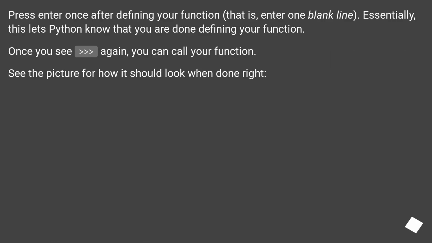Press Enter once after defining your function, that is, enter one blank line. Essentially, this lets Python know that you are done defining your function. Once you see the prompt again, you can call your function. See the picture for how it should look when done right.